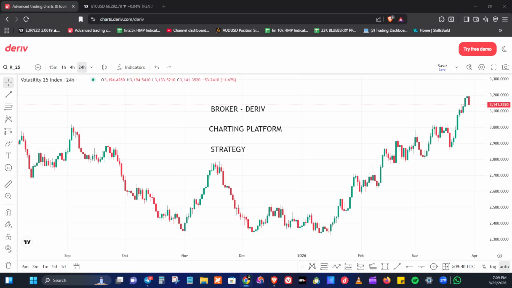A swap free account is an account that will allow you to hold a trade for more than 1 day without paying a swap fee. Now, swap fee is the fee you pay based on the trade you are holding overnight. You pay interest on that particular trade. But if you are using a swap free account, you are not going to pay any kind of commission on that particular asset you are holding.